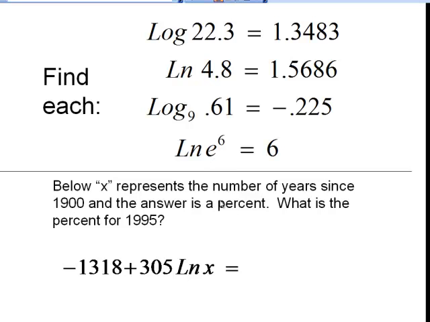And then they have some word problems in there. If this represents the number of years since 1900, what's the percentage for 1995? Well, we're just going to plug that in. Put 1995 in there, type it in, it just gives you a number, in this case 71%. So that's everything for that section.